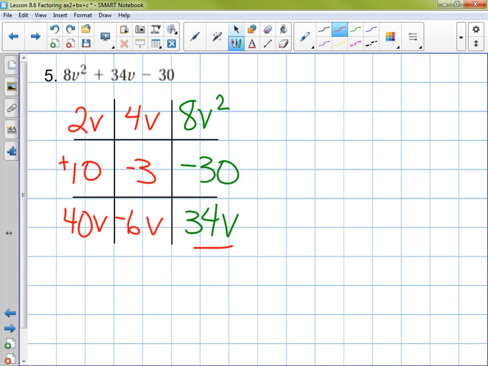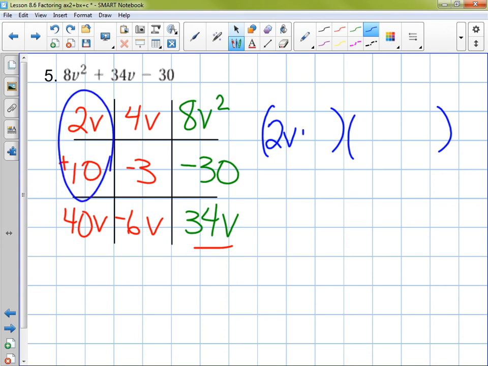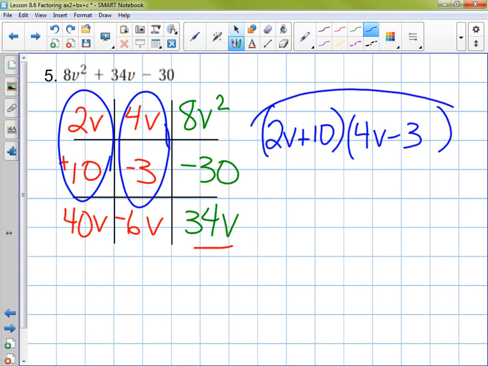Now, if you had done this by yourself, it may have taken you several tries. And again, the more you do these problems, you're going to see patterns and you're going to see where numbers are going to have to go. But it takes a lot of practice. So the answer is 2v plus 10 and 4v minus 3.